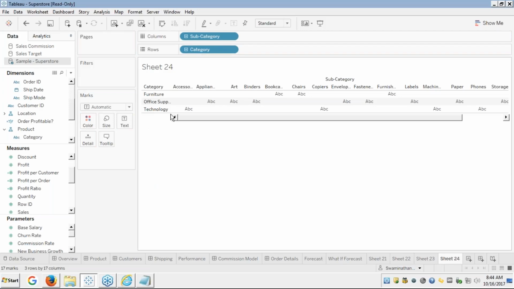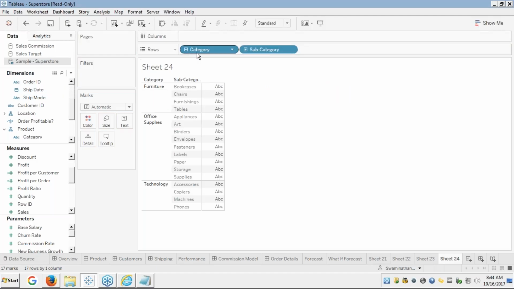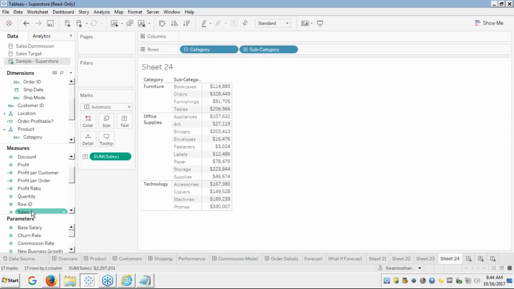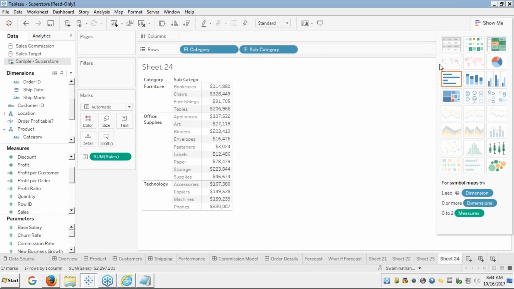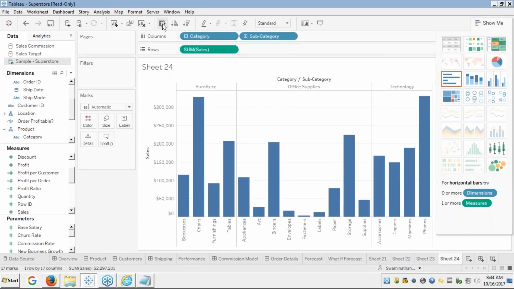Okay friends, so now I'm having my categories and subcategory items. Now I wanted to know my sales for all the category, subcategory items. I would like to see it as a bar graph instead of seeing it as this. I'm just swapping the axis to make it look better.